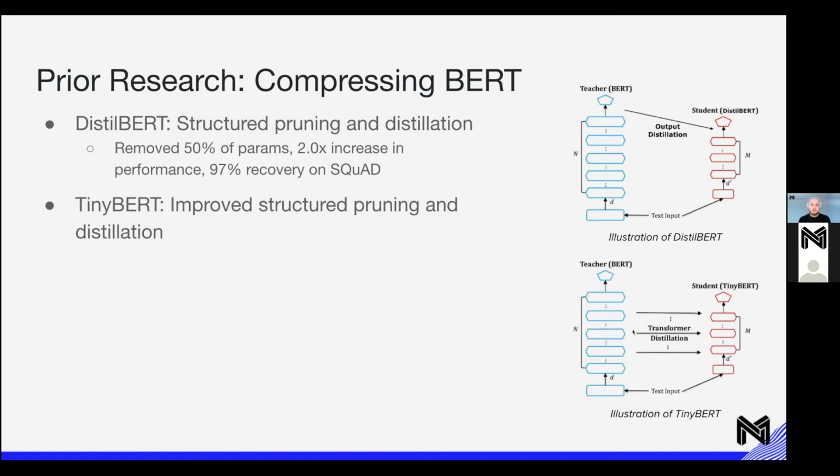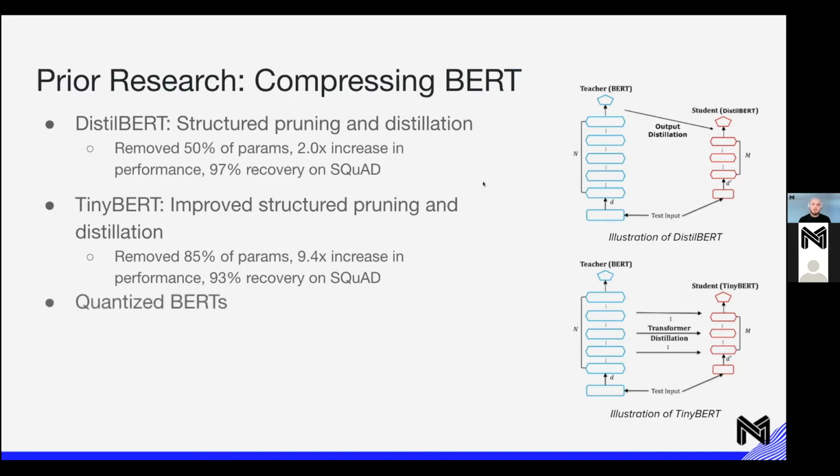TinyBERT was actually distilling multiple pathways throughout the model and its hidden state between the teacher and the student. And this allowed it to actually converge to a better solution. So we'll go through a little bit of comparisons later, but the most compressed version of TinyBERT removed 85% of the params, gave a 9.4x increase in performance, and got to 93% recovery on SQuAD. So significant reduction in the original BERT model, and still maintaining a very usable model.